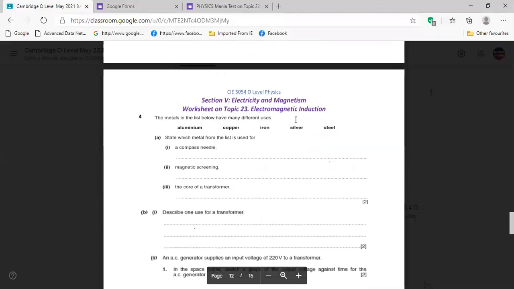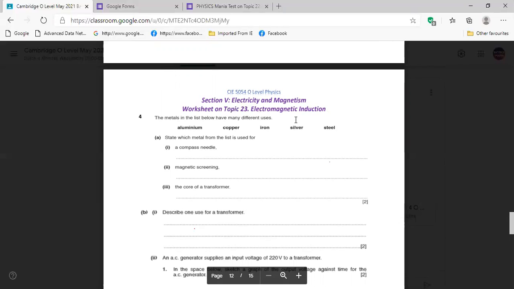Yes, sir. First three are done. One will be steel, the second will be silver, and the third will be iron. The second one is also iron. But we can also use silver. Magnetic screening we did in topic 17. We need soft magnetic material for magnetic screening.